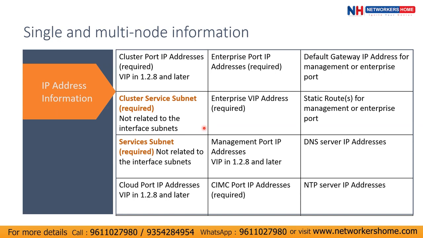So for that, you need to give the cluster service subnet and services subnet IP addresses, and your cluster IP address as well, which is required. The enterprise port IP, as I said, is used for communication with your network devices, and that is also required, along with your gateway for management or enterprise. Suppose you are using only the enterprise port, then you need to give the gateway IP address of that. If you are using the management port for out-of-band, you need to give that as the default gateway. So these are the main subnets or IP addressing which you need to give.